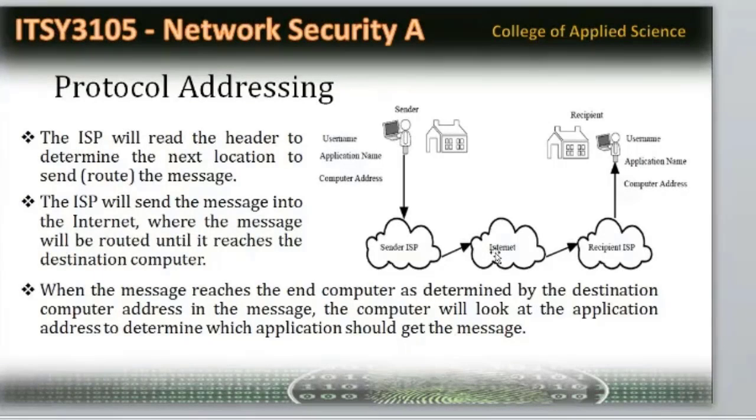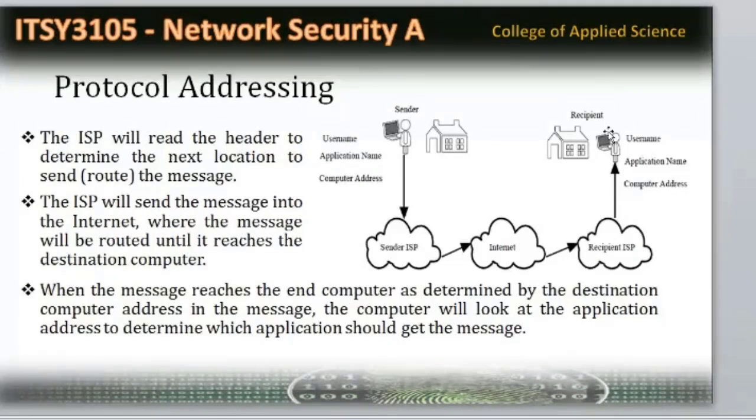Every time your packet will go in a different route. That is called the route. Your packet will move in different routes, in different ways, and finally it will reach the destination, that means the recipient ISP. From the recipient ISP, the packet will be delivered to the destination.